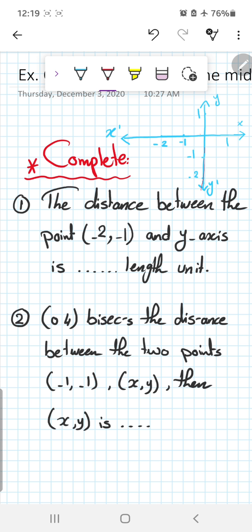Complete number 1. The distance between the point (-2, -1) and the y-axis is blank length unit. Okay, -2 is in the x-axis and -1 in the y-axis, so the point will be here. We want to get the distance between this point and the y-axis. You will get the distance of x-axis. So here the distance will not be -2, we take the distance in the positive direction, so the distance here will be 2 length units.